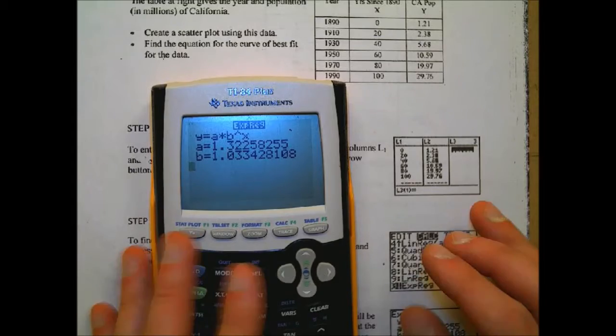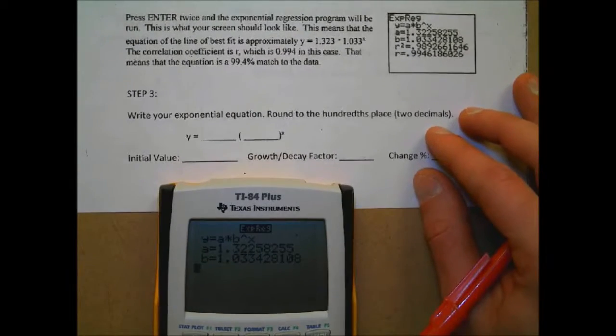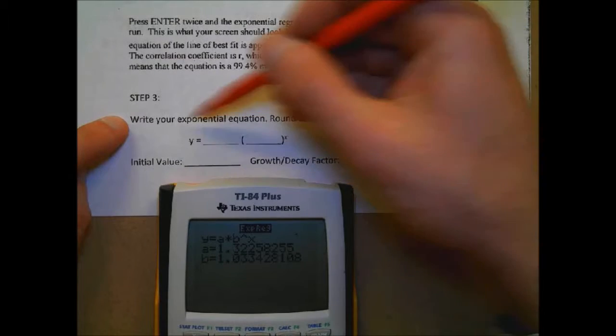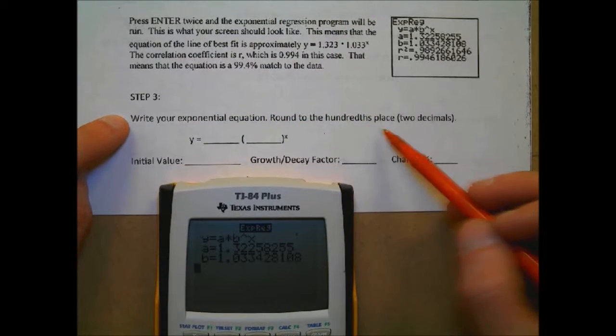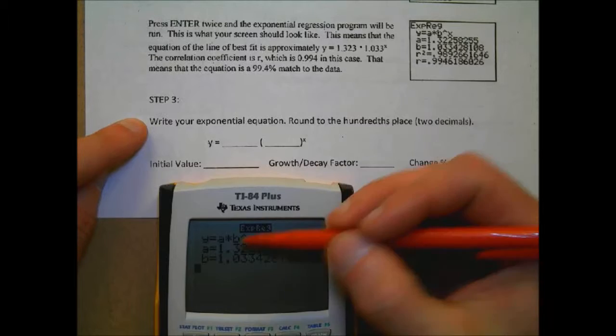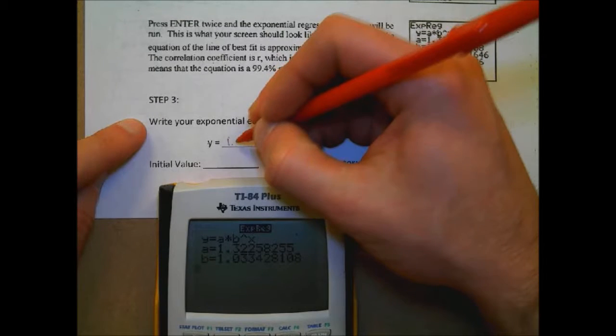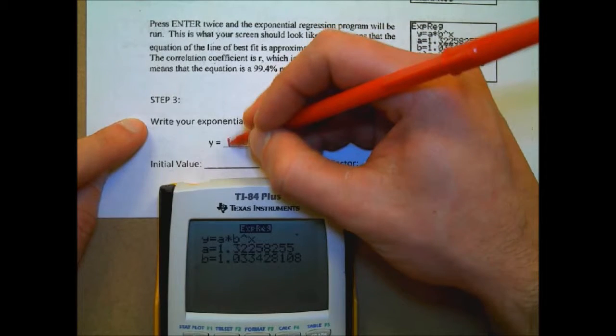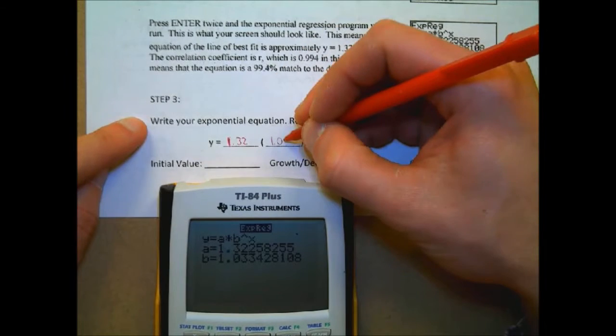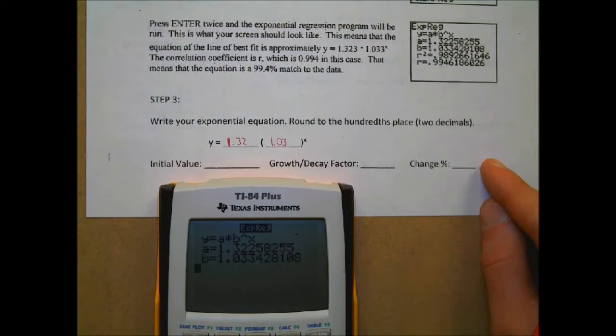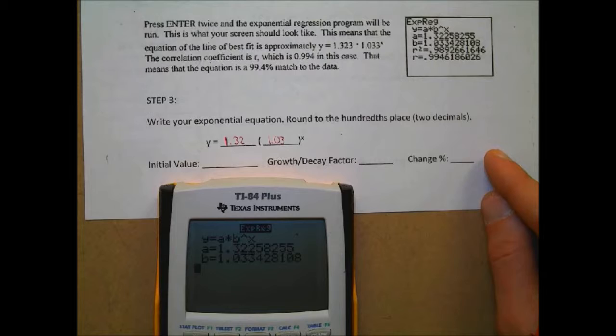All right, so if we scroll all the way down to the bottom here on our paper, write your exponential equation rounded to the hundredths place, which is 2 decimals. So in other words, this becomes 1.32, okay, times 1.03 to the x. Okay? So, well, not right now. We're just coming up with the equation.